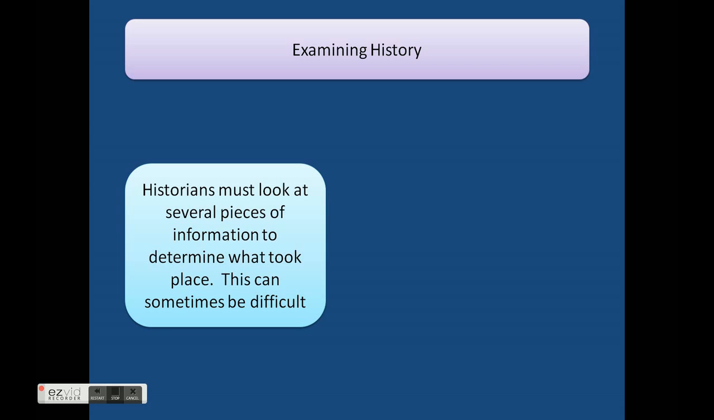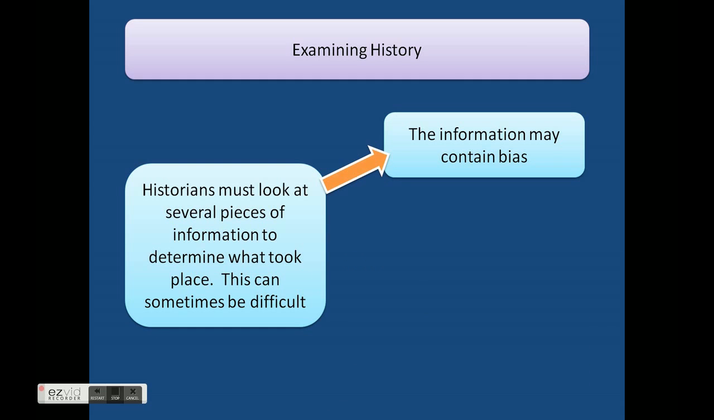You may have a journal written by Christopher Columbus that says one thing, and then you find a journal written by a Native American that says something different. So you have to be able to look at all these pieces of information to find out what actually took place.